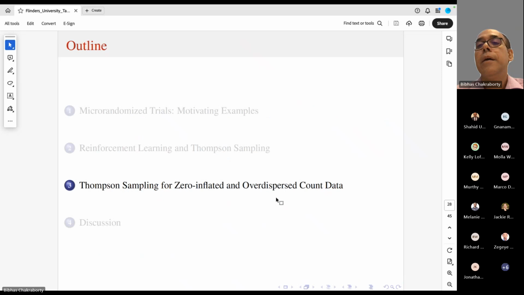Okay, now I'll move to the next section, which is also Thompson sampling, but for a different outcome type. So far, I was talking about a continuous and relatively symmetric kind of outcome, a normal type of distribution. But here we'll be talking about count data.